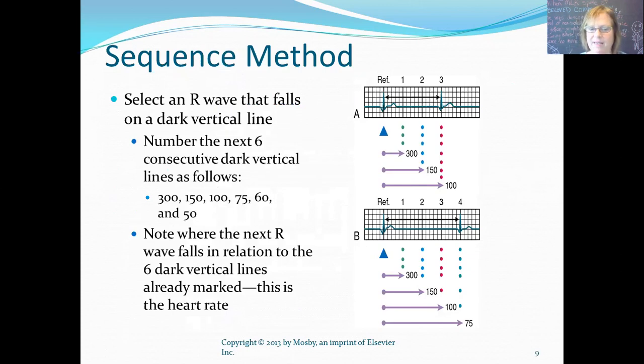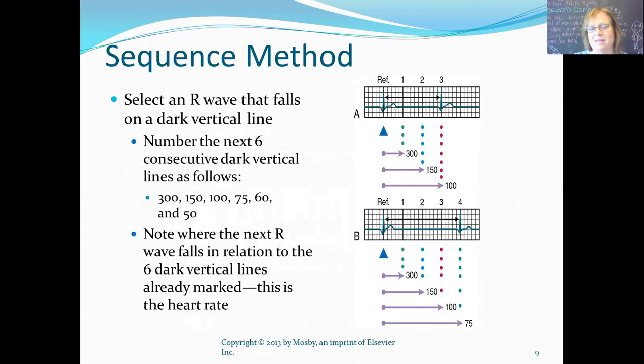And so wherever the next R wave falls in relation to those dark lines, that gives us the number. Now remember, typically you're not going to have those 2 R waves falling on a dark line. You want to start with one that as much as possible falls on a dark line, and then count down 300, 150, 100, 75, wherever. And when you get to the next one, if it's right in between 2 dark lines, then you're going to estimate it to be about halfway.